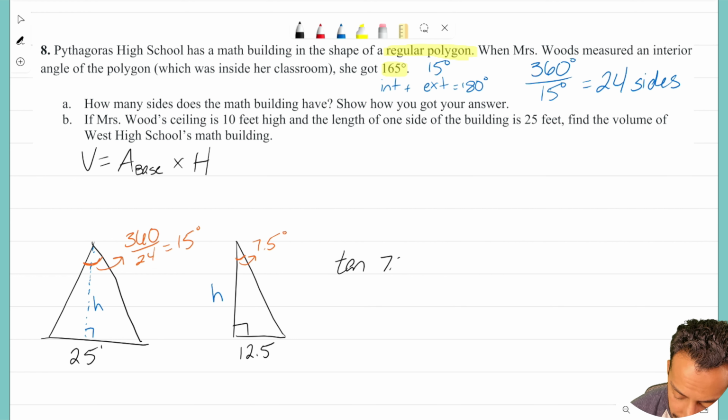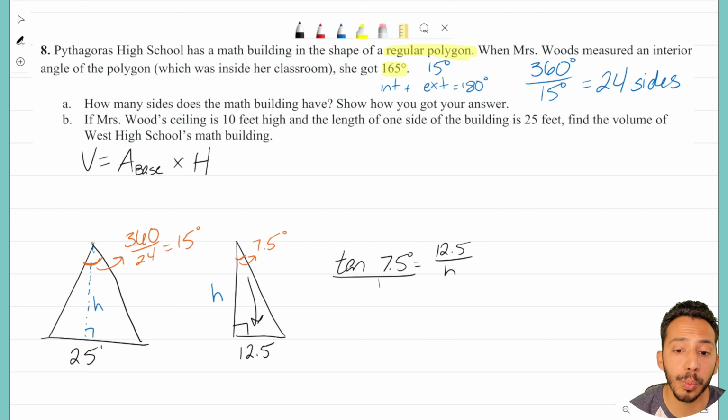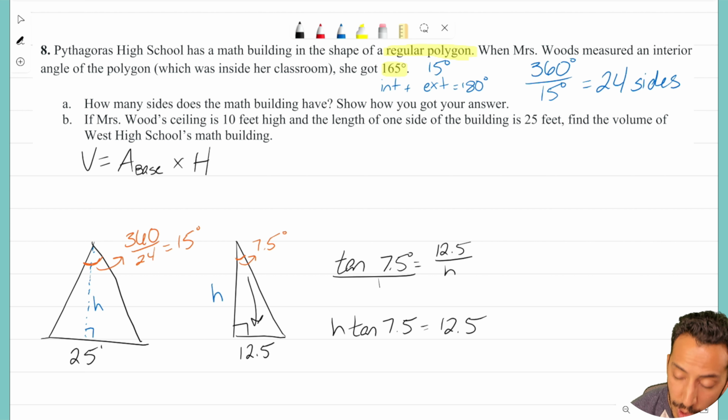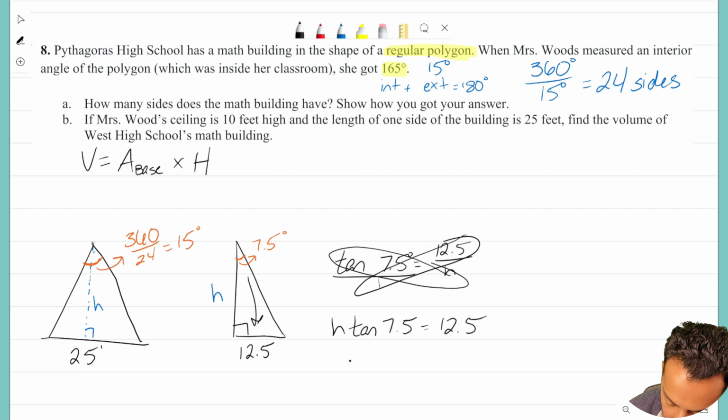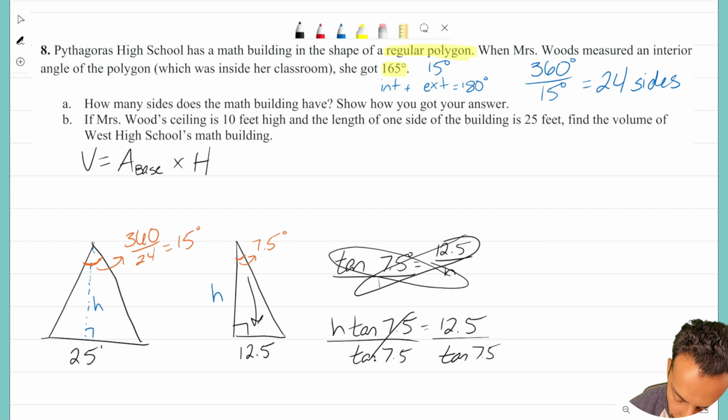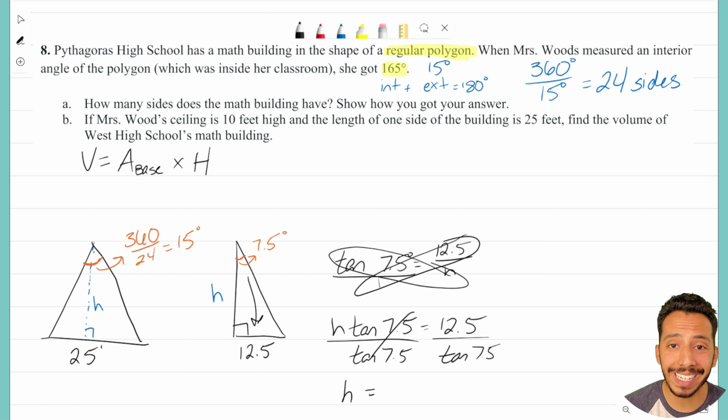Tangent of my angle, 7.5 degrees, is going to equal opposite over adjacent. Put the left side over 1. Let's cross multiply and solve this out very quickly. H times tan of 7.5 equals 12.5. Right? That's just by cross multiplying. I got to divide both sides by tangent of 7.5. Those are going to cancel. So my height is just going to equal 12.5 divided by tangent of 7.5.